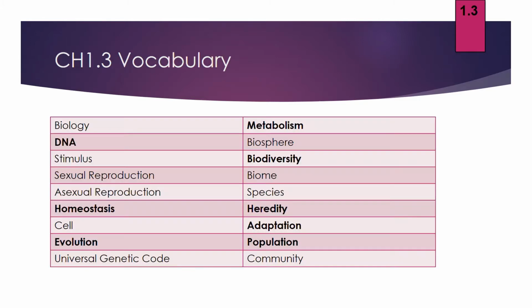Because this is kind of an overview of the entire year, you're going to get a lot of vocabulary here, so bear with me. The words you'll be exposed to include biology, DNA, stimulus, sexual reproduction, asexual reproduction, homeostasis, cell, evolution, universal genetic code, metabolism, biosphere, biodiversity, biome, species, heredity, adaptation, population, and community. It's a lot of words, but for now, you're just going to get your first exposure to them.